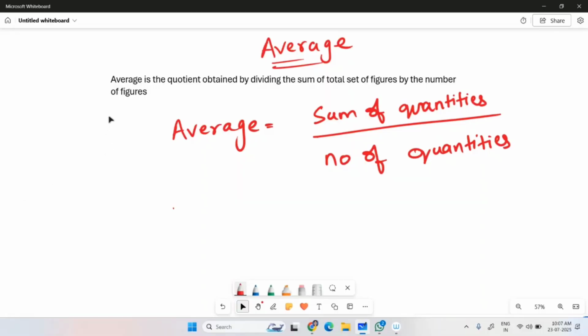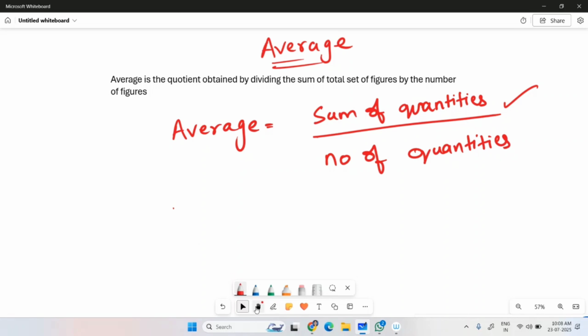Average is the quotient obtained by dividing the sum of the total number of items by the total number of figures. We can also write that average equals the sum of quantities divided by the number of quantities. Average always lies somewhere between the highest and lowest of the quantities. So let's consider one example here.